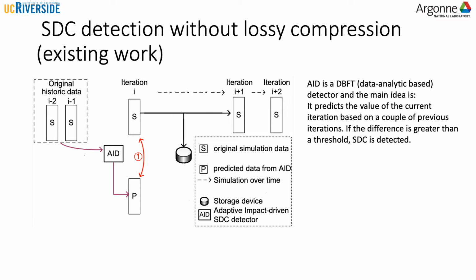Suppose at iteration I, SDC detection is needed. It will generate predicted data P and then compare it with simulation data S. If the check passes, the simulation data will be written to the storage, and the next iteration will start. If the check does not pass, the SDC will be reported.